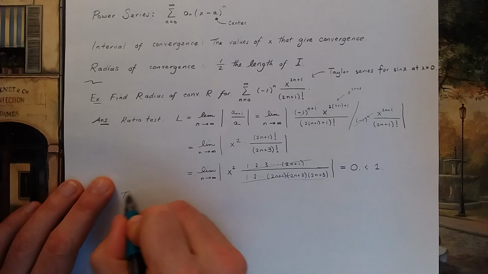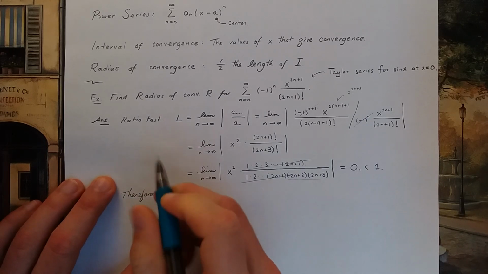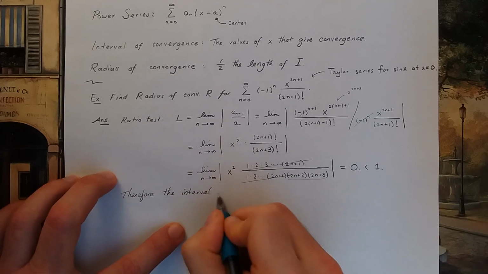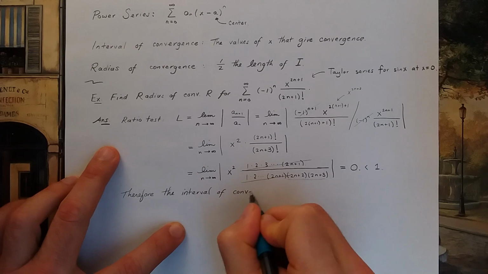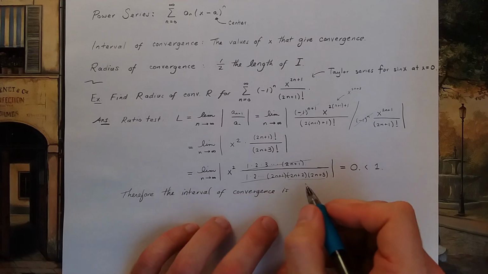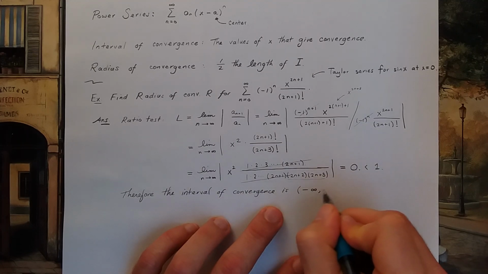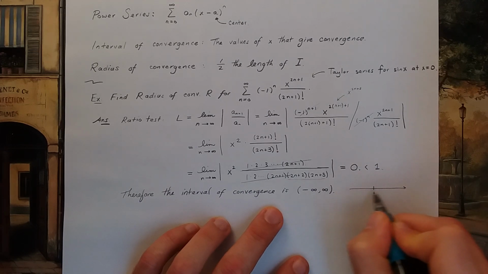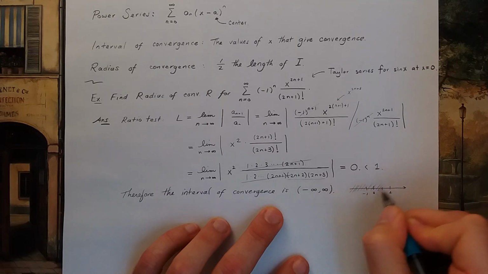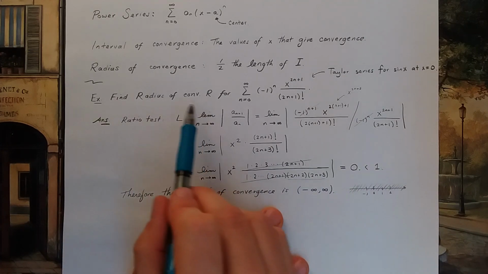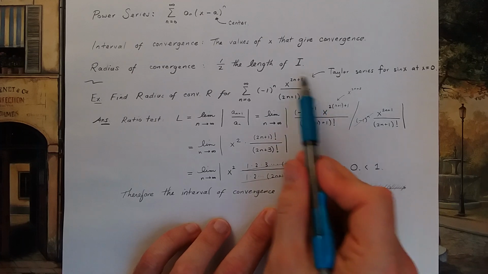What this means is the interval of convergence is all numbers. The interval from negative infinity to infinity. It's all possible numbers. On the number line, there's 0, 1, 2, negative 1. Every number is in the interval of convergence for this series.